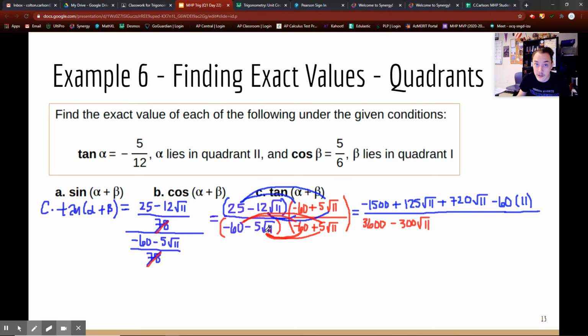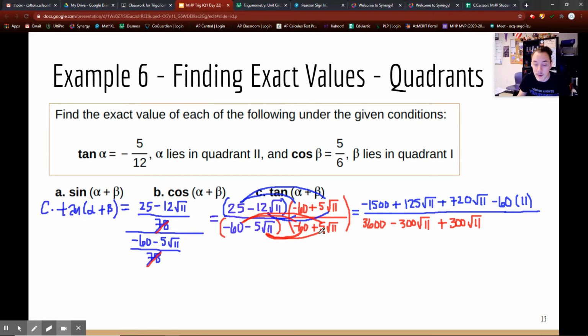Negative 5 times radical 11 times negative 60. Well, negative times the negative gives you a positive. 60 times 5 is 300. See what's happening here? And then, of course, I tag on the radical 11. So see what's happening here? That's why I did the plus here when I'm rationalizing it.